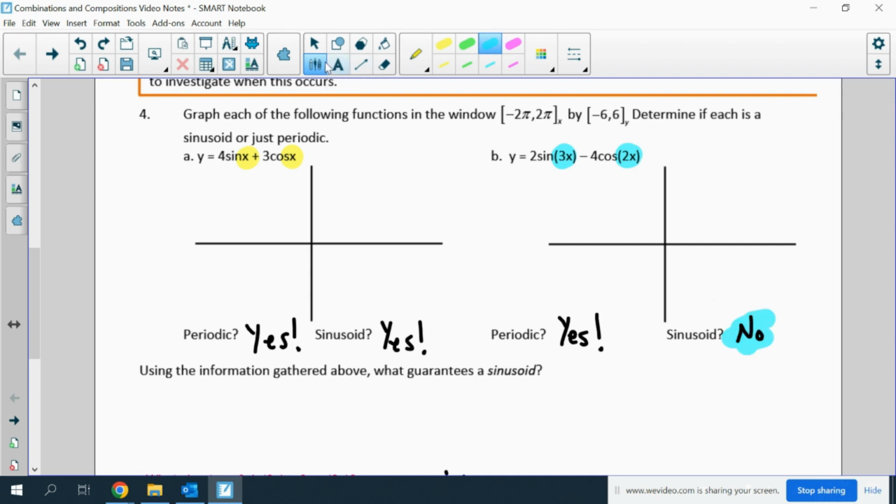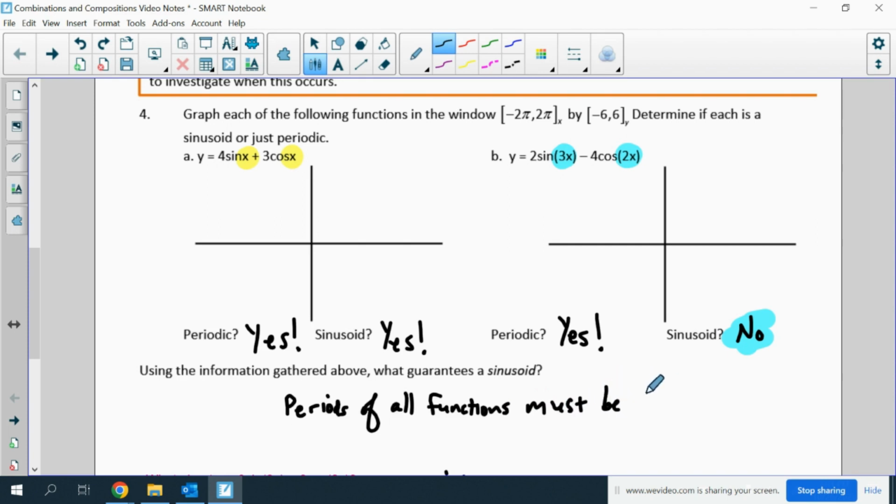So if we want to figure out what guarantees a sinusoid, if we add or subtract these things together, the periods of all the added functions must be the same.